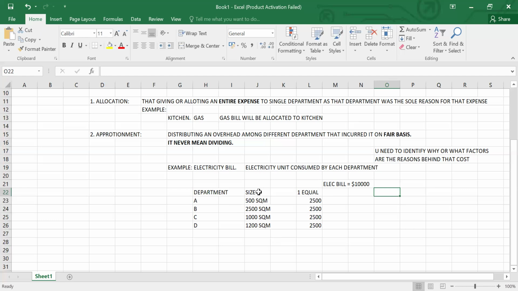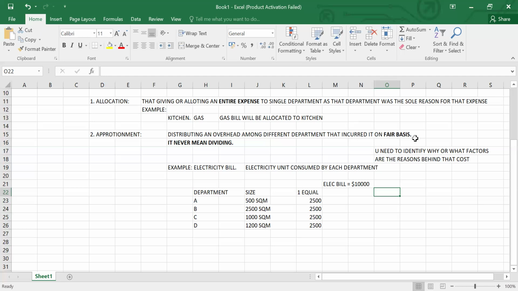So this size of the department actually refers to what? It refers to the fair basis of apportionment. I hope you are clear so far. Are you clear, or do you have any question? Yes, sir, I understand. Perfect.